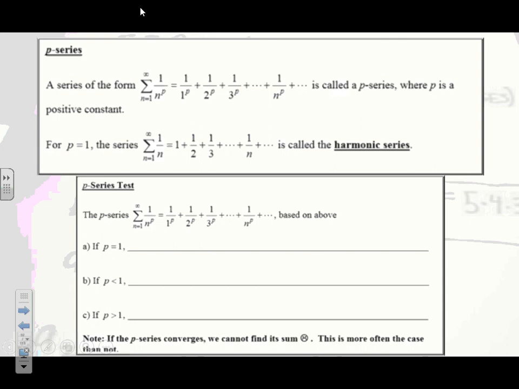Cool. Is there a particular growth rate that they consider the cutoff? Yep, 1. So as soon as p hits 1, it's still divergent, but the minute you go past 1, so 1.00001 would be a convergent series.